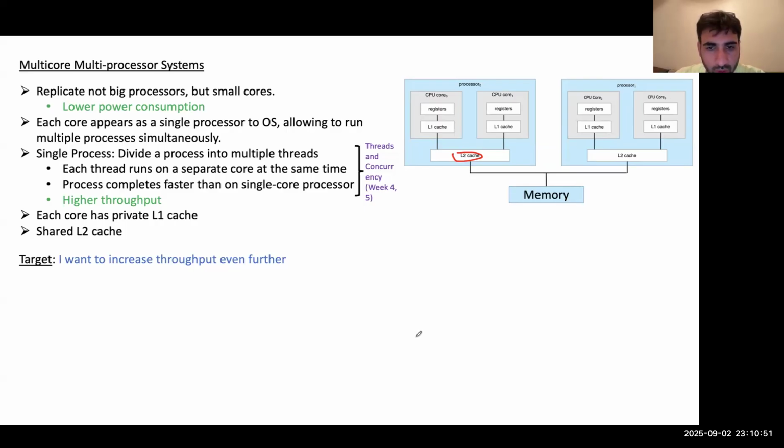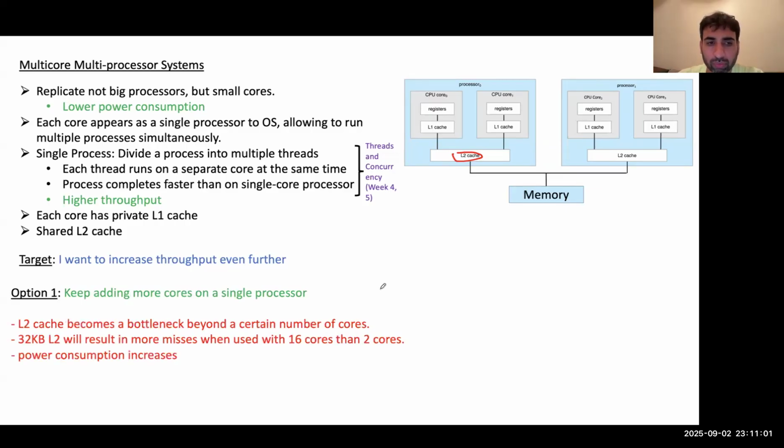So a friend of yours said that maybe we can increase the number of cores, right? So yeah, that is one option, that we can keep adding more cores on a single processor. But if we do so, again, everything has implications. There is no free lunch. So if we keep doing so, then it is possible that your L2 cache will become a bottleneck, right? Beyond a certain number of cores.